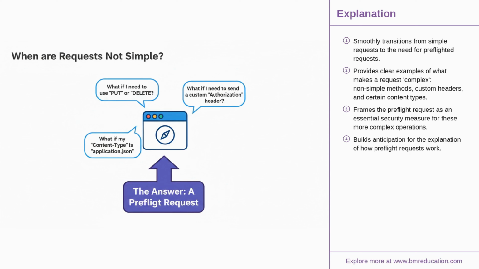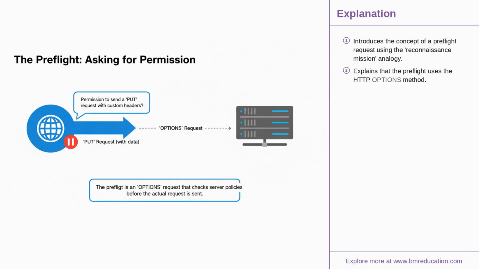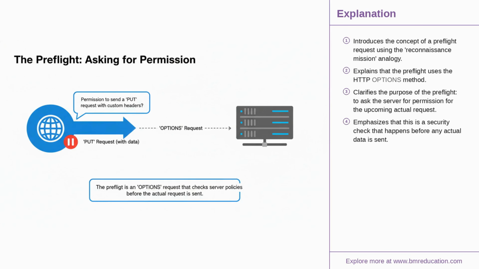What if you need to use a PUT or DELETE method, or send a custom authentication header, or post application/JSON data? These actions are considered more complex or potentially dangerous. For these, the browser insists on an extra layer of security, the preflight request. A preflight request is like a reconnaissance mission. Before sending the actual, potentially data-altering request, the browser sends a preliminary OPTIONS request to the server.